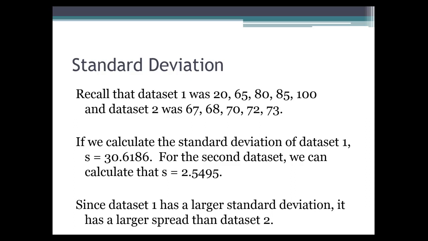So back to the same two data sets that we were looking at earlier. So we had data set 1 and 2. The standard deviation for the first data set we calculate to be 30.6186, and for the second one it's 2.5495. And I'll show you how to use StatCrunch in just a minute for getting that. But since the first data set has a larger standard deviation, we would say that it has a larger spread than data set 2. Though it is kind of hard to compare standard deviations directly to each other like that.